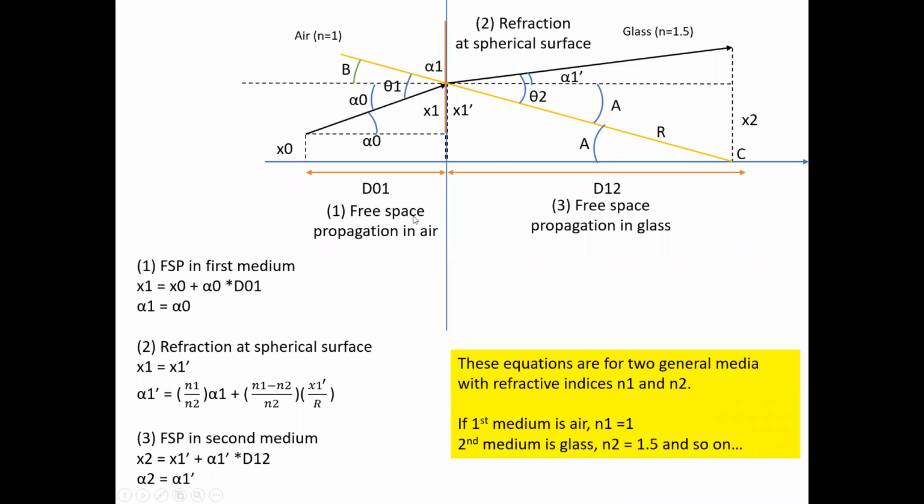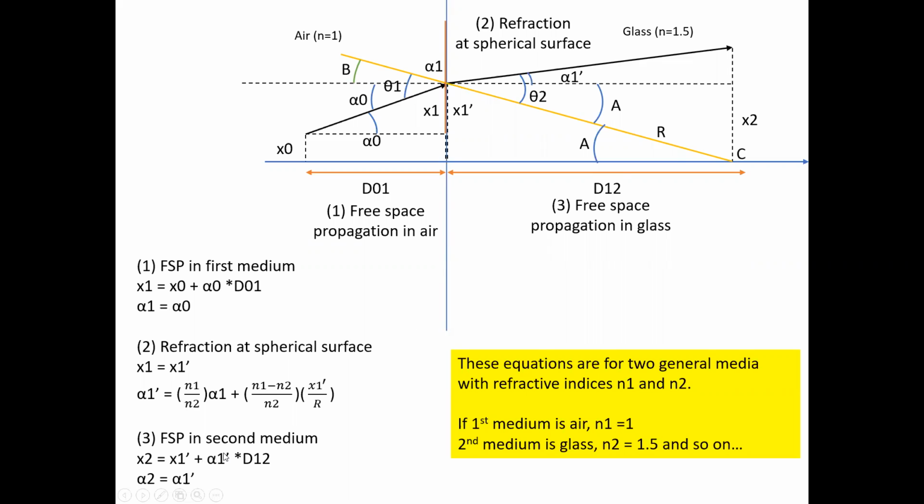So to summarize, the three phenomena that took place: free space propagation in air, refraction at spherical surface, free space propagation in glass. All the geometry that we worked out over here, and all the three sets of equations that we made, are here. These are for general media, like I said. For specific media like air and glass, just replace the values of n1 and n2 and so on. So we have all these sets of equations.